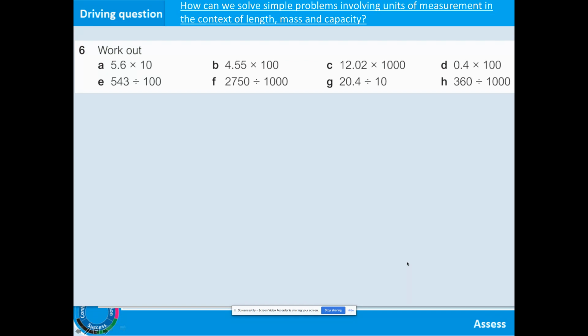Okay, now have a go at these on your own. Press pause. Do all 8 questions, and then press play when you're ready to go through the answers. Okay, let's have a look at the answers. Mark your work, and if you made any errors, just correct them.